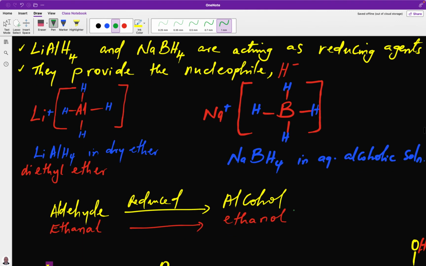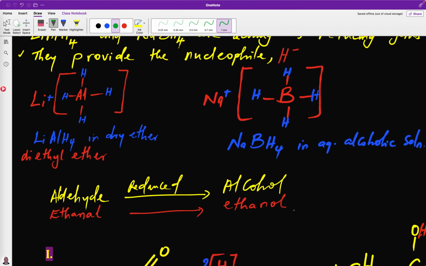Then, to show how aldehydes can be reduced back to primary alcohol, I said you will warm this reducing agent with the aldehyde.